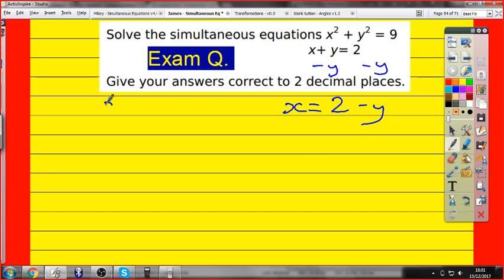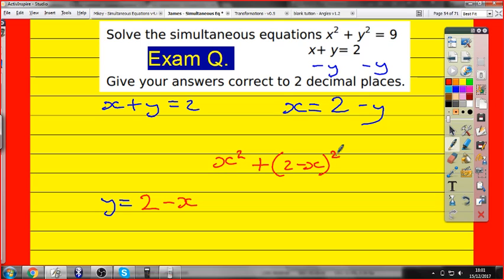So you had x plus y equals 2. Let's say you wanted y equals. How would you get y equals? At the moment you have x plus y. y equals 2 minus x. Correct. And so you could write it as x equals 2 minus y or y equals 2 minus x. Same thing. And then you would sub that in like they have. So x squared plus, instead of y, you write (2 minus x) squared because y equals 2 minus x. And you would solve it exactly the same way.